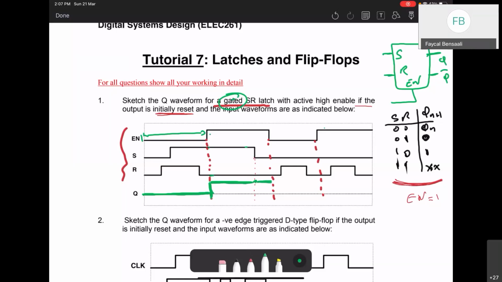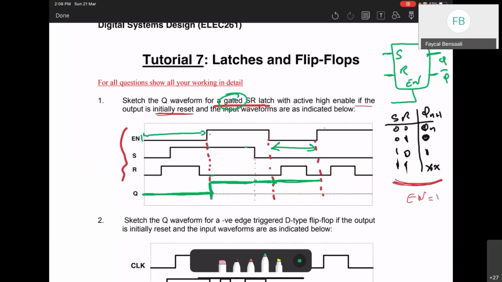And then from this point until here, again we have En is 0. And again, during this whole time, I don't care about S and R because En is 0. So again, there is no change. It will stay as it was. It was 1. You see here, the Q is 1. It stays 1. So no change again.